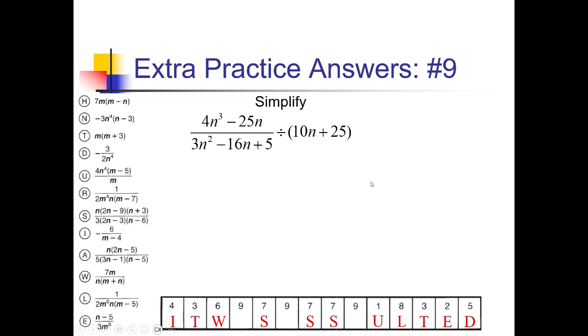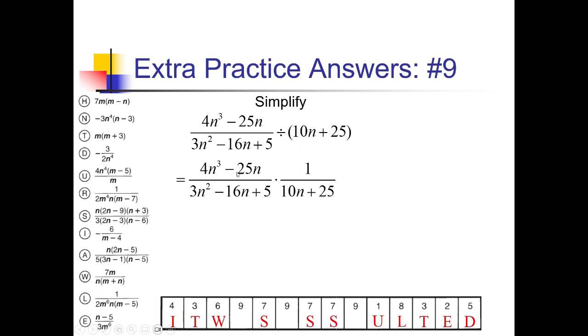And at last we arrive at the final boss battle, number 9. So let's start this one off. As with before, we're going to same change flip so that we're going to multiply by 1 over 10n plus 25. And now let's see what kind of factoring we can do.